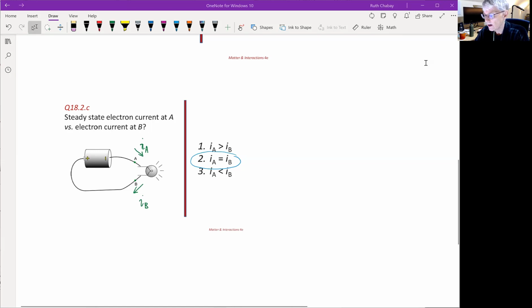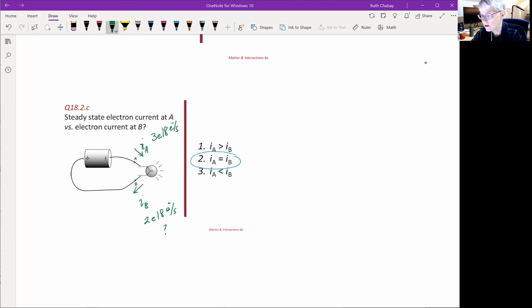So what would have to happen if we had, let's say, 3 × 10⁻¹⁸ electrons per second passing location A and only 2 × 10⁻⁸ electrons per second passing location B? Well, that would mean that something has happened to 10⁻⁹ electrons in 1 second. So what could happen to them? Can the electrons be used up?